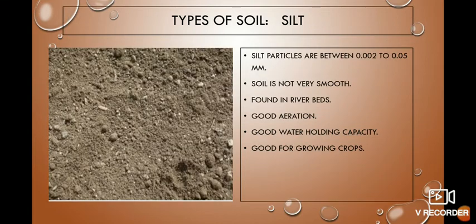Moving to the second type of soil, the silt. What is the size of this soil particle? It is between 0.002 mm to 0.05 mm. This soil, unlike clay soil, is not very smooth. It is generally found in the riverbeds. It has very good aeration and good water holding capacity. This type of soil is suitable for any type of crop.